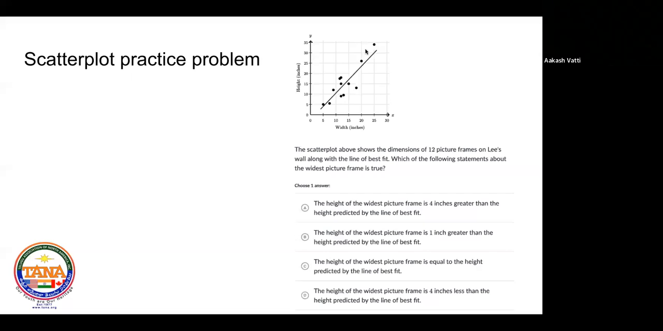So here's a practice problem. I'll give you guys a minute to do this. Just put your answer in the chat, and I'll do it after that minute. Again, if you guys have any questions, don't hesitate to raise your hand so I can clarify it, I guess.